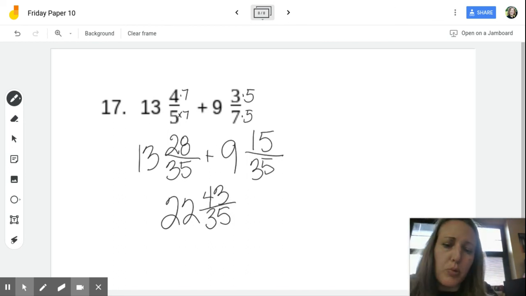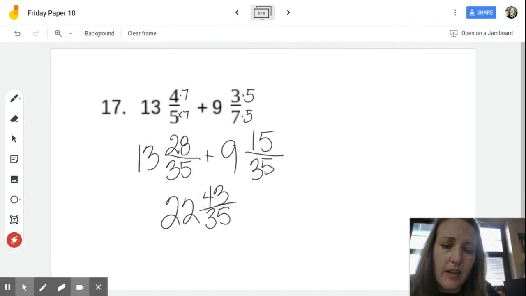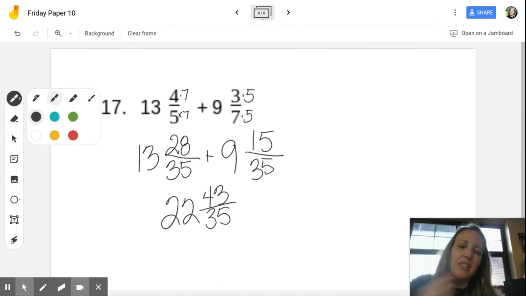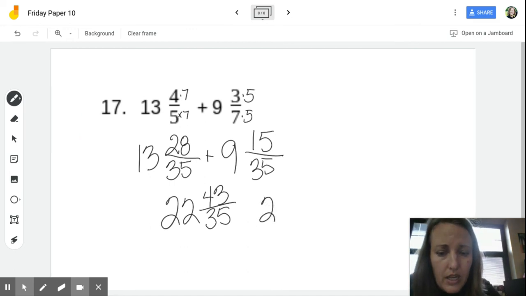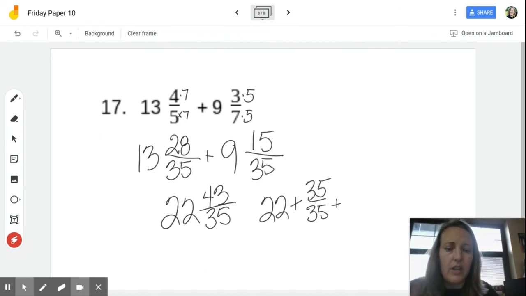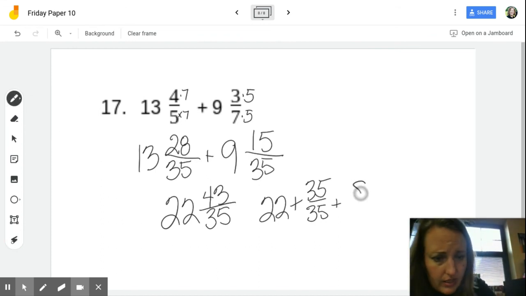Okay, this one has a problem because this 43 is top heavy. We can't write a mixed number like that. So we're going to break this fraction down. I wanted to do this one with you because I bet you might not remember how to do this. This is the same as 22 plus 35 35ths, plus how much is left over when I take that 35 away from the 43. So just subtract. 35, 36, 37, 38, 39, 40, 41, 42, 43. That's 8. So we have 8 35ths.